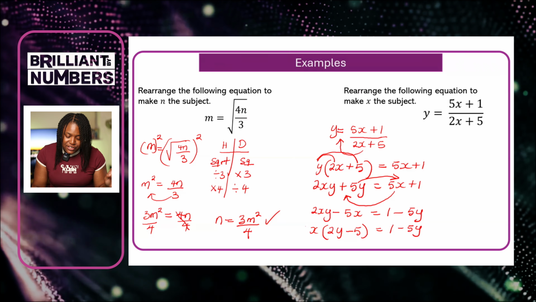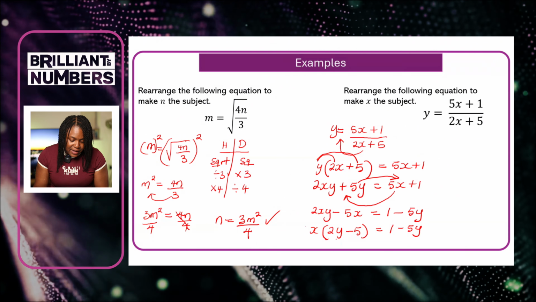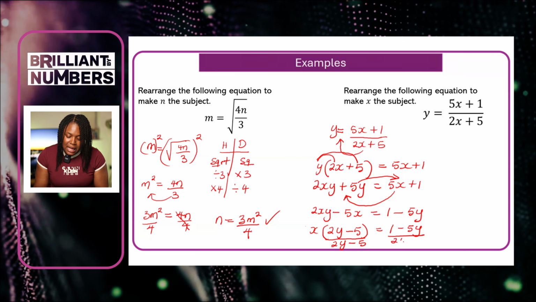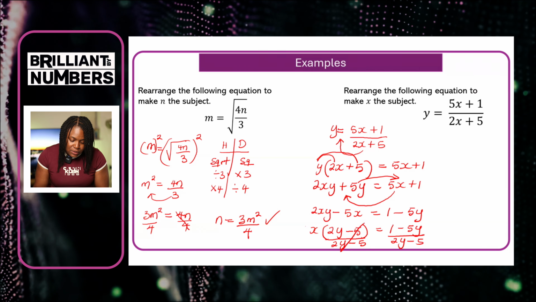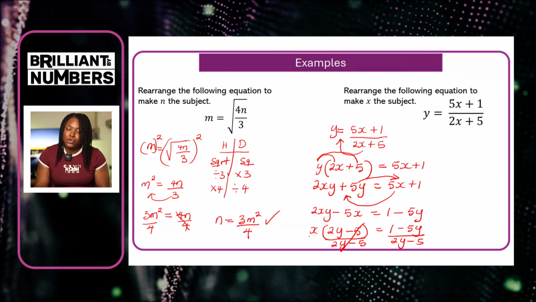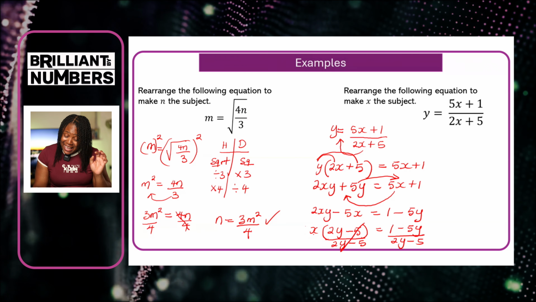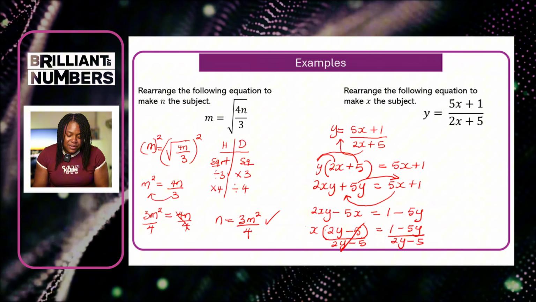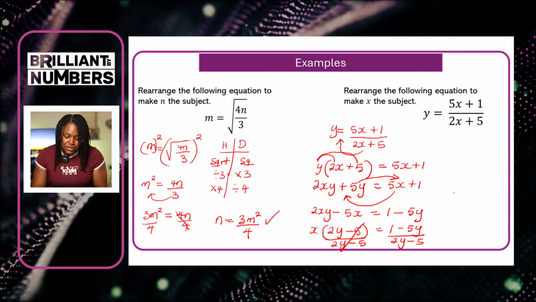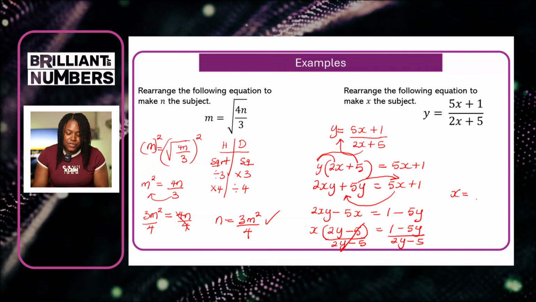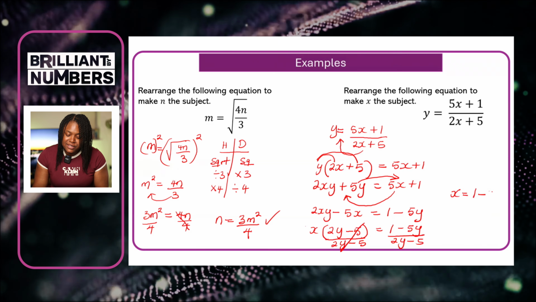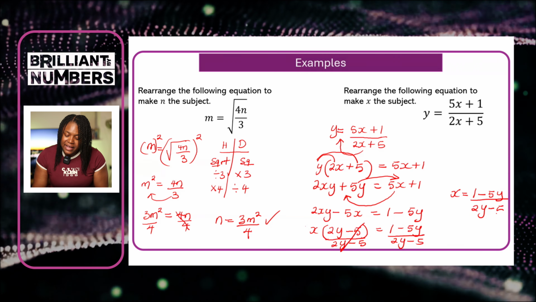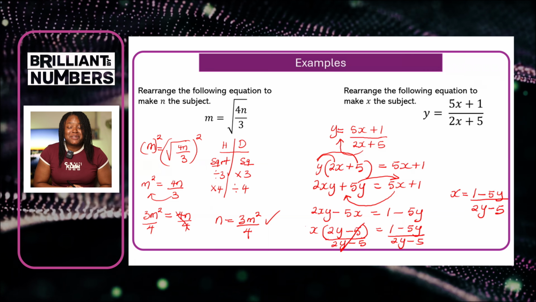So last step I need to do to get x on its own is to divide both sides by 2y minus 5, because that will cancel it out. So this now cancels out. I can see x is now on its own. So long process there. You can see this will be like a 4-5 marker question. So I'm just going to rewrite this now. For the final answer, x is equal to, on the right hand side, 1 minus 5y divided by 2y minus 5. Now x is the subject of this equation.